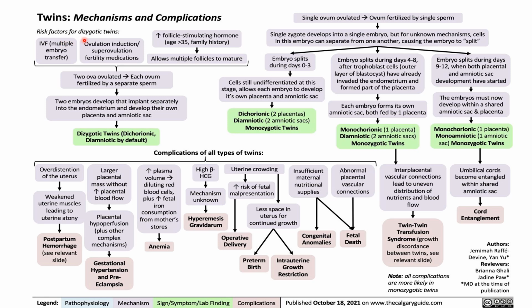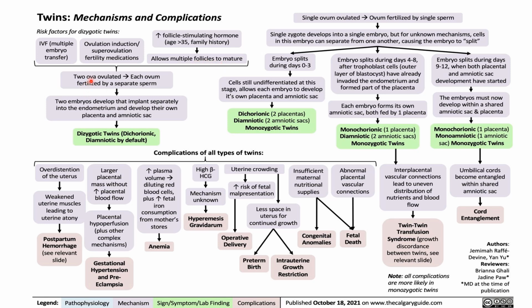So risk factors, as we mentioned before: multiple embryo transfer, that is IVF; ovulation induction, that is hyperovulation and fertility medication; increased follicle stimulating hormone, including age 35 and family history. This allows for multiple follicles to mature. And then now you'll have two ova.